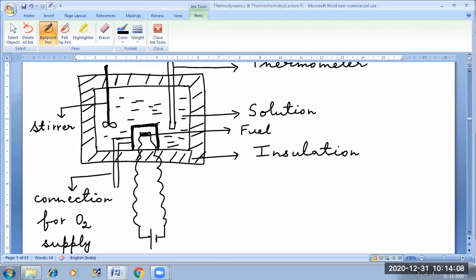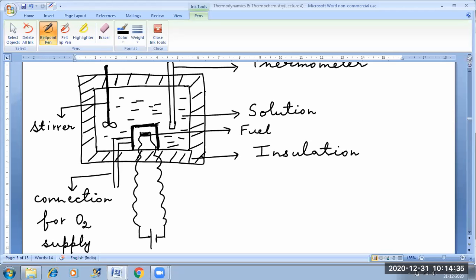Because the fuel is placed inside the bomb, I will say that it is a constant volume system, because the bomb has a fixed volume. It cannot expand or contract. It is a closed container, right? So that is called a bomb, and the bomb is closed. Since the bomb is sealed, it is called a constant volume system. The bomb contains the fuel.